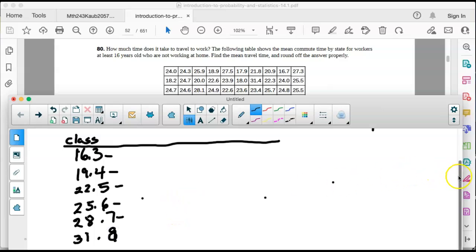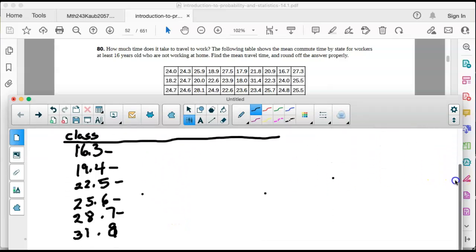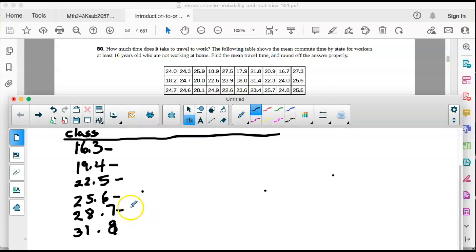Now our high number was 31.7, which is good because this interval is going to end at 31.7. This interval is going to end at 28.6, because it's 1 less than that one. This interval is going to end at 25.5. This interval is going to end at 22.4. This interval is going to end at 19.3. Okay, so those are my classes.